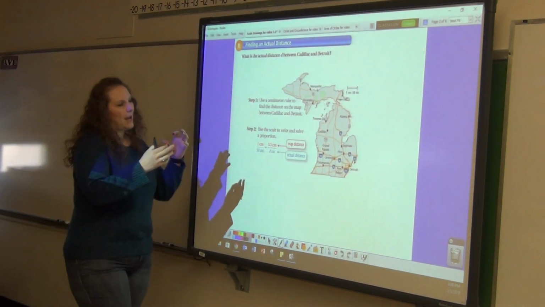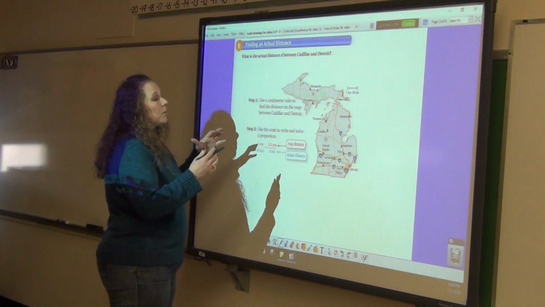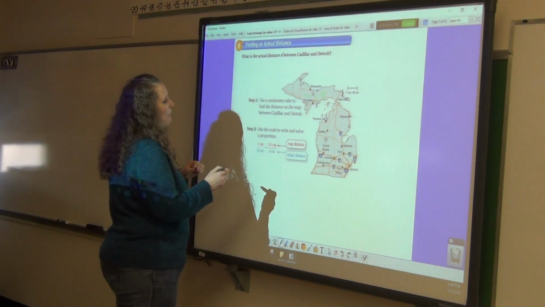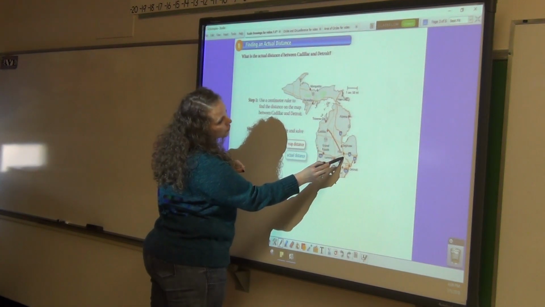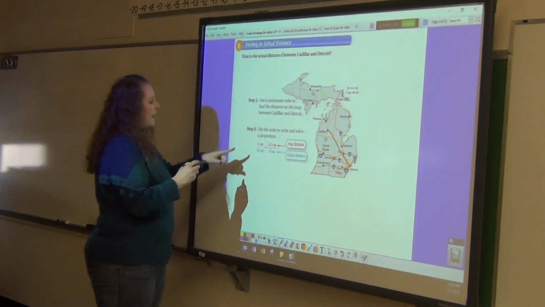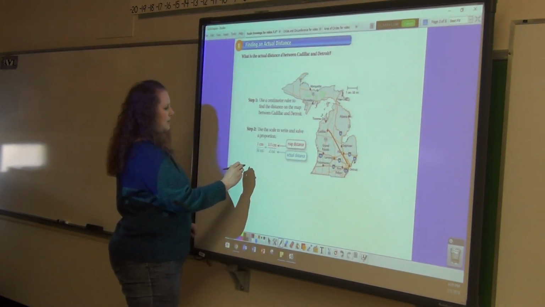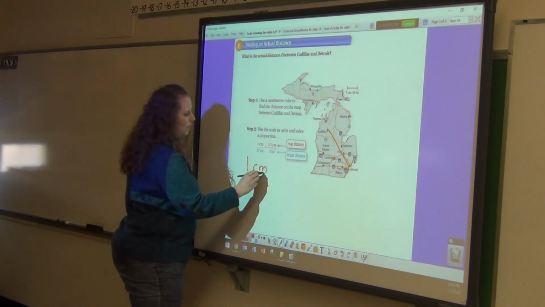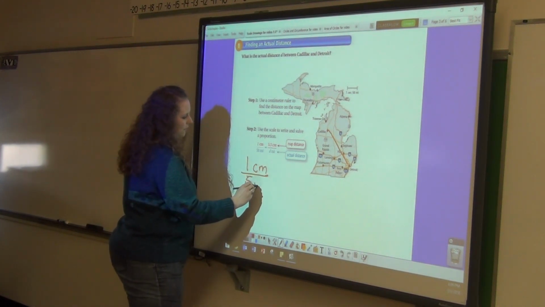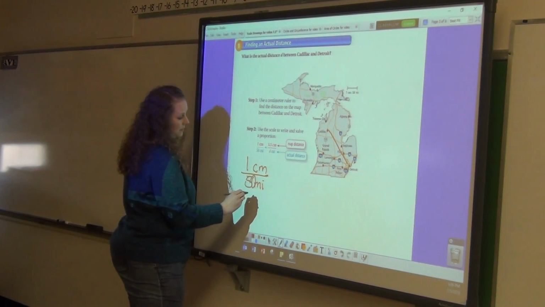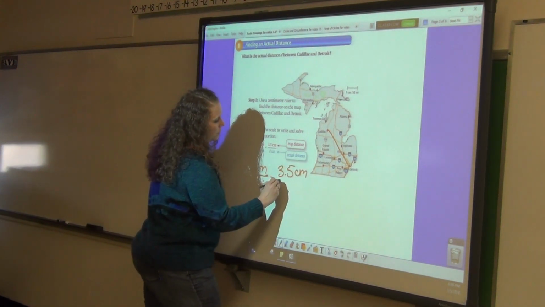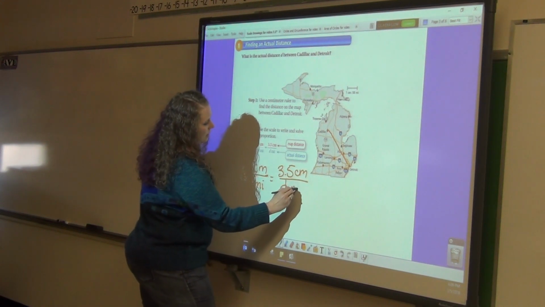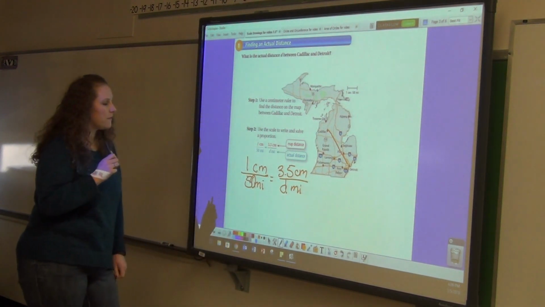All right, this map, I had to blow it up, so this is no longer proportional. But what we are trying to do is find the distance from Cadillac to Detroit on this map. It says 1 centimeter, I don't know if you can see this, I'm going to write it a little bit bigger, 1 centimeter over 50 miles equals 3.5 centimeters over d miles, and we are solving for d.